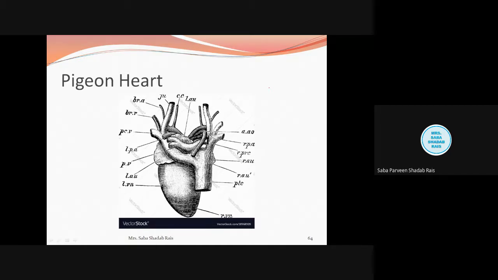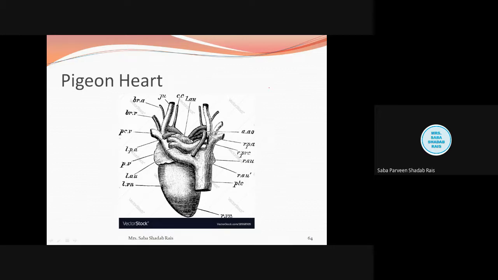Auricles are demarcated from inside by the interauricular groove. But the ventricles have a thick muscular ventricular septum. Now see, when we were discussing the reptiles, I told you that the ventricles are also separated by a thin membranous septum-like thing. But in the next class, this septum will be replaced by a muscular wall.